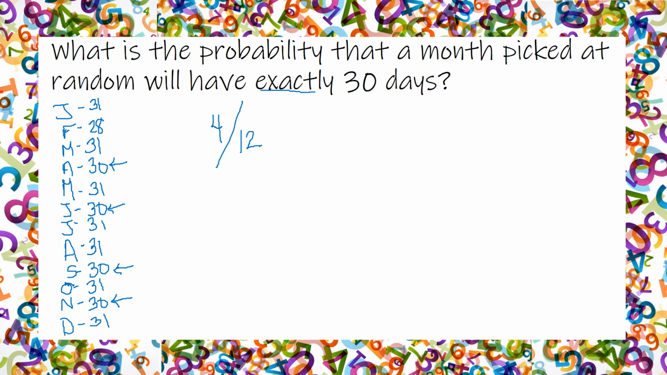So I see my fraction is 4 over 12, or the probability is 4 out of 12. And I can simplify because I can divide the top and the bottom by a common factor, which is 4. So if I divide 4 by 4, I get 1. And if I divide 12 by 4, I get 3. So that probability is 1 out of 3. It's still 4 out of 12, but simplified is 1 out of every 3 months has exactly 30 days.